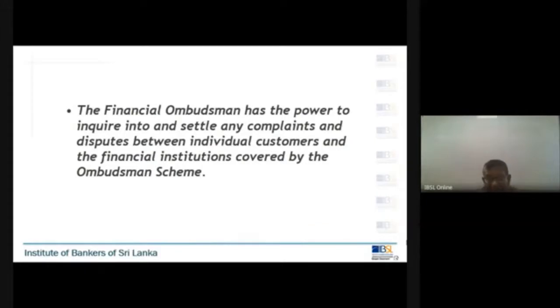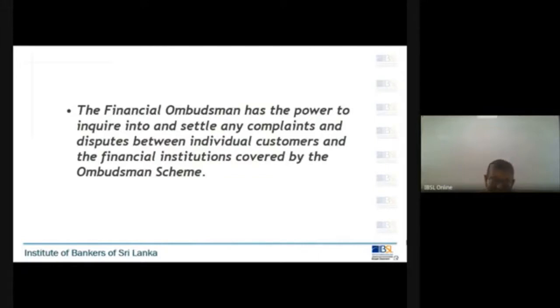What if a complaint comes to the financial ombudsman? For that, the financial ombudsman charges a very, very small amount. There's a small form to be filled, and the charge is only 250 rupees. Imagine when you go to a lawyer, it's 2,500. That is why the ombudsman will facilitate the customer. At least they know there is somebody to speak on their behalf.